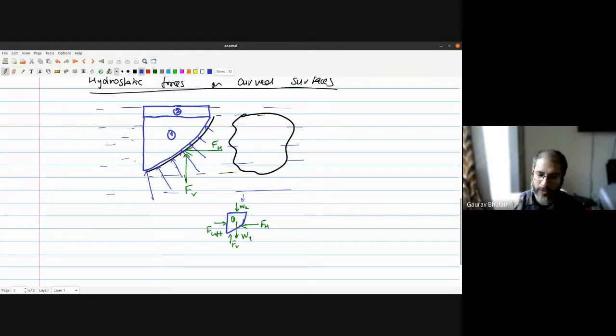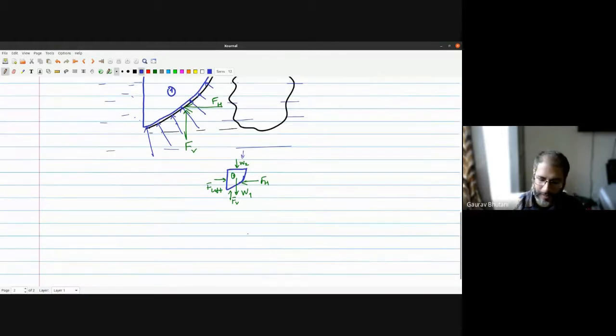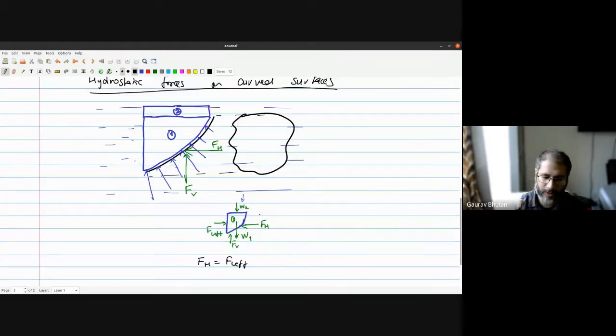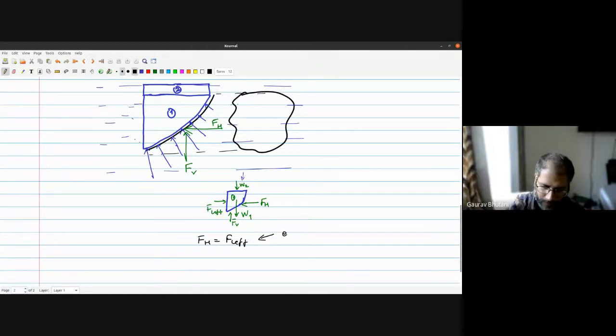And now our job becomes much easier because we can simply see that FH, let's use a black color, FH is equal to F left, and F left is very easy to calculate. Remember, F left is a vertical wall, and the pressure distribution is very easy to calculate because this is a flat surface as opposed to the curved surface where your integral would become very complicated. This F left can be evaluated simply.